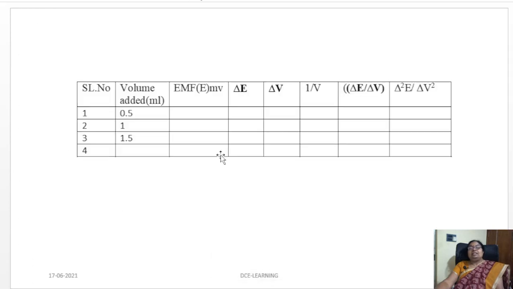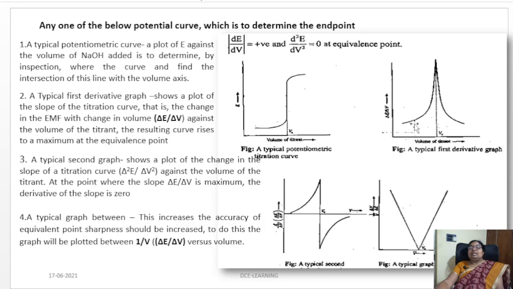Using a table, you note the volume added at 0.5 ml differences, mention the EMF for each, and record the change delta E, the change in volume delta V, and 1 by T and all those things. Using those calculations, you plot a typical potentiometric titration curve, or a first derivative graph, or a second derivative graph, or any one of these graphs. From that you determine the end point.